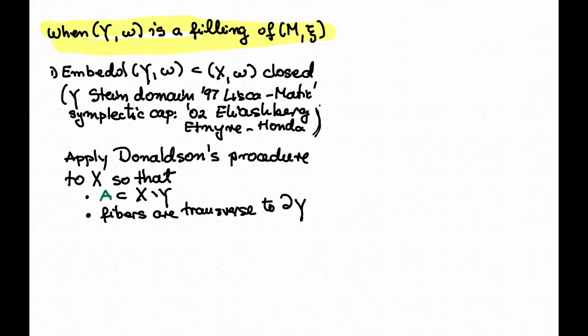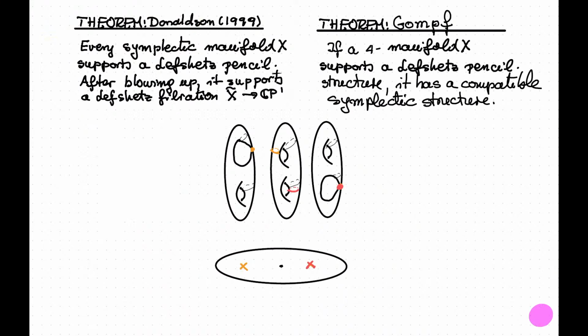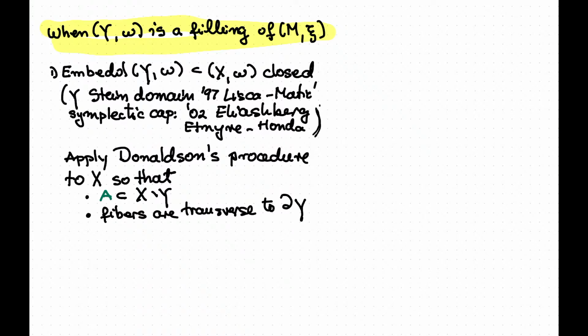So here are theorems for closed manifolds. Well, how do we parlay that into something for manifolds with boundary? When Y is a filling, the idea is that we embed Y into a closed manifold. So we have to start with a Stein filling, a Stein domain, and embed it into a closed manifold. In '97, Paolo Lisca and I needed that for proving some contact structures were not isotopic. In '02, Eliashberg and Etnyre produced symplectic caps.